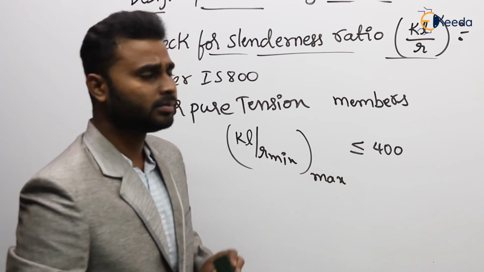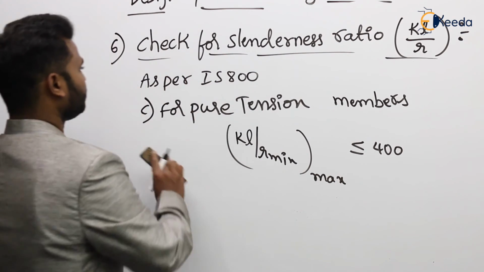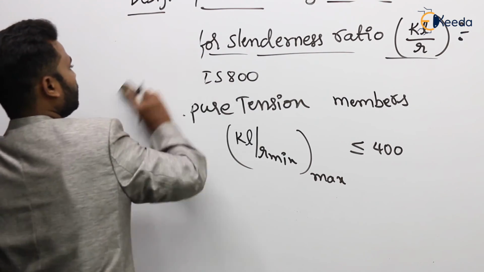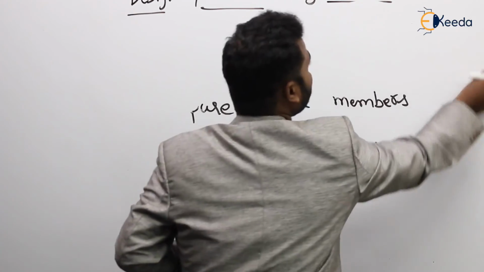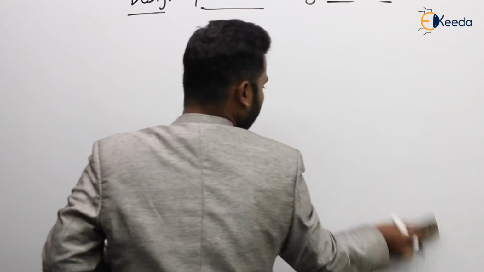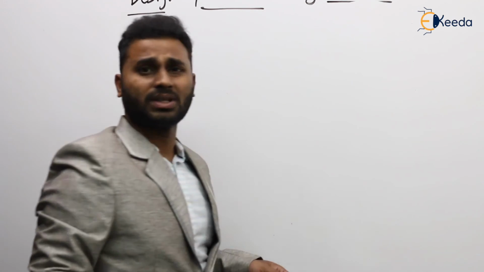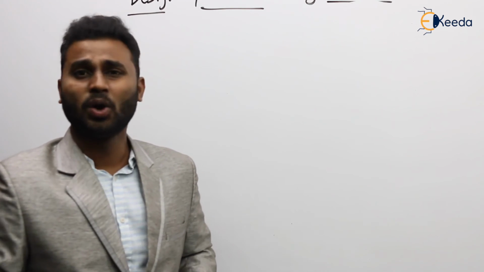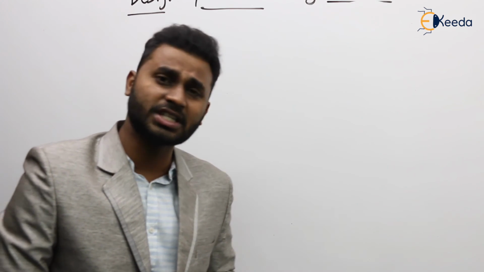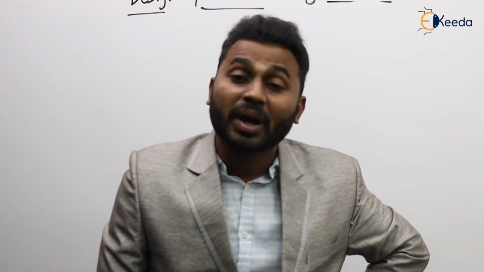Okay. So this is the design procedure for a tension member. Once more, I repeat the design procedure. So what is the first step? Decide the load and multiply with the load factor. So first decide the factored design load. After that, decide the permissible stress as per IS 800:2007.